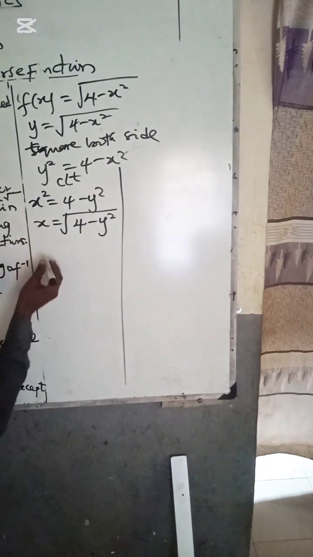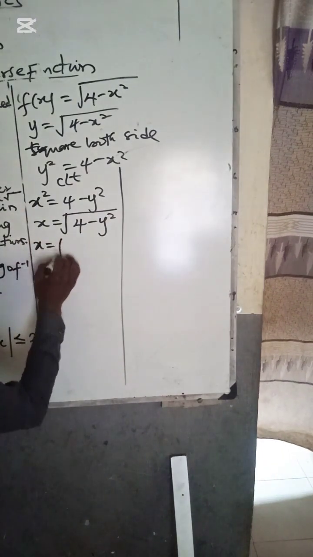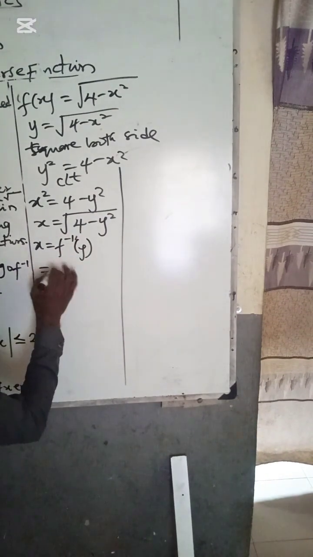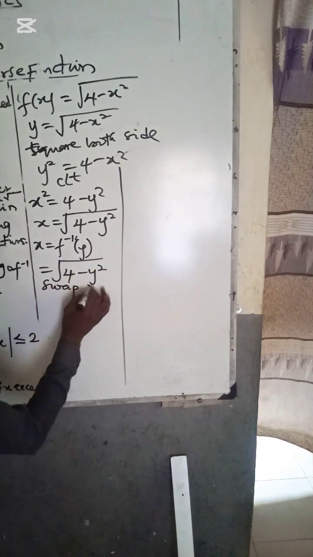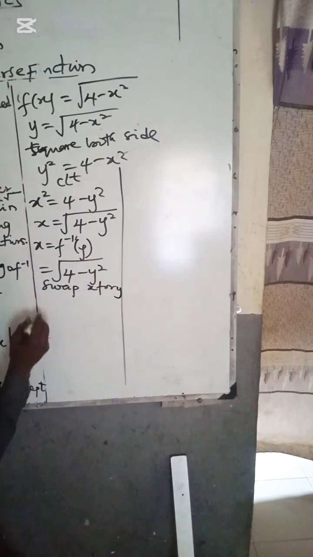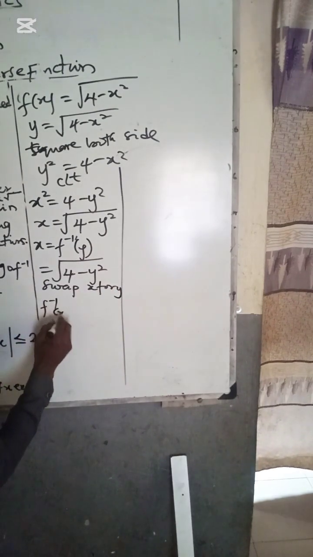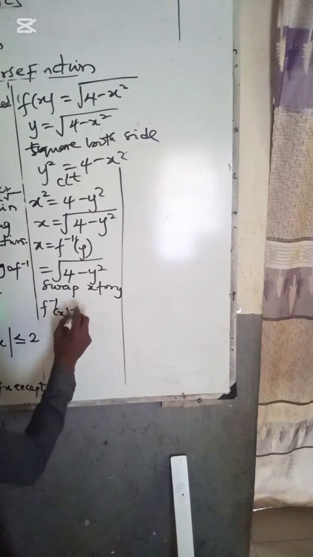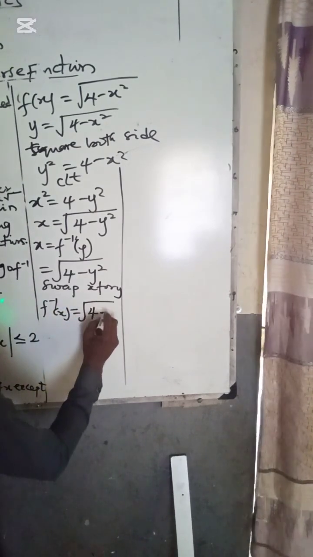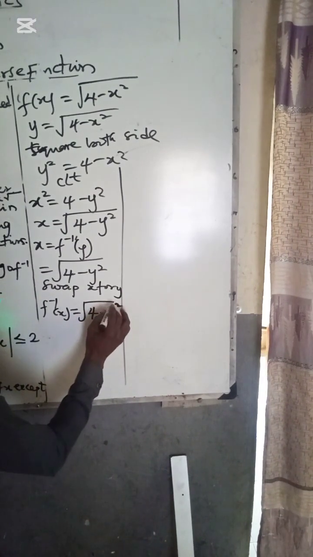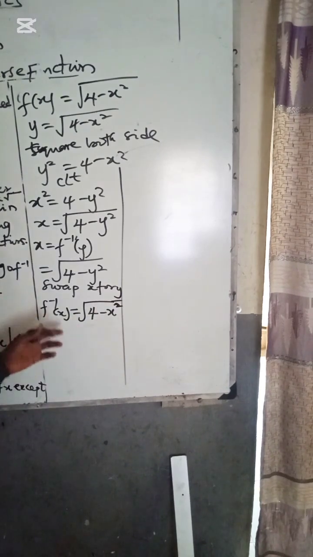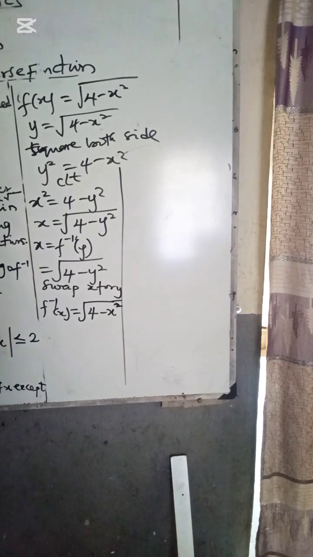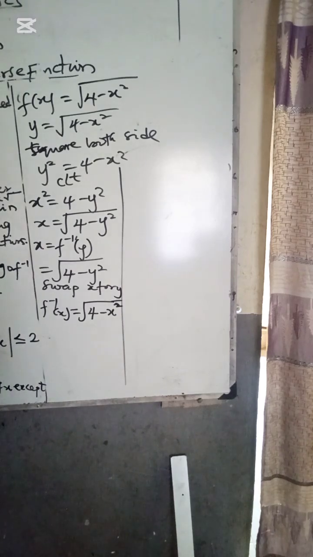Remember, we're going to swap this. x equals f inverse of y, which is equal to the square root of 4 minus y squared. Swap x for y. Therefore, f inverse of x now equals the square root of 4 minus x squared. This is the f inverse of this particular function.